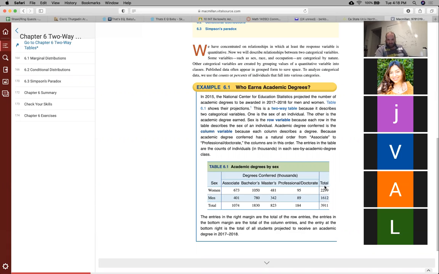In the margins, the right margin and the bottom margin, we have the totals. So this 2299 is the total for this row, all these women numbers added together. 1612 is the total for the men row. 1074 is the total for this column, and so on. Does that make sense? Total. What is 3911? 3911 is the total for either these two or those two, because at the end of the day, we're all really measuring the same thing anyways. Right?